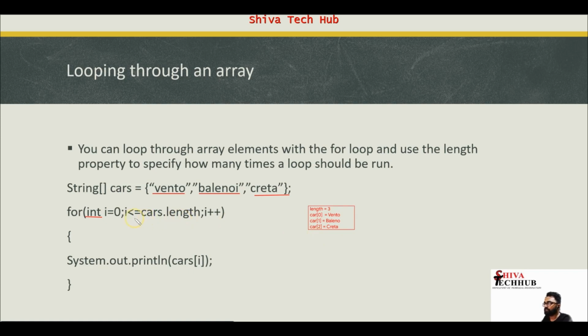Since the condition is i less than or equal to 3, now it has become equal to 3. That is why it will get out of that particular loop. So this will be the output. For example, Vento will be printed first, then Baleno, then Creta. So that is how we need to loop through an array. Okay.